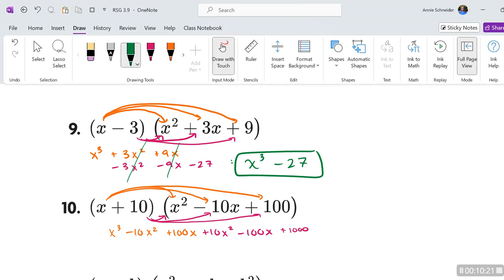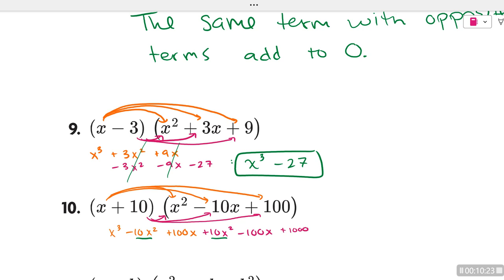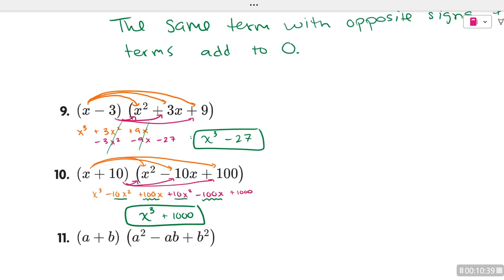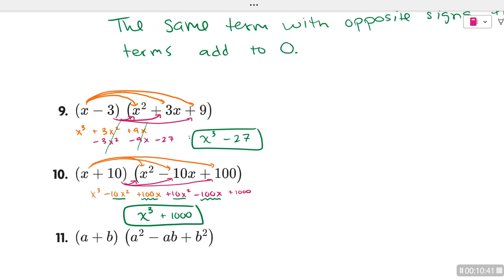So let's combine our like terms. Positive 10x squared and negative 10x squared add to 0, and 100x and negative 100x add to 0, so we're left with just x cubed plus 1,000. Okay, now let's go to problem 11.